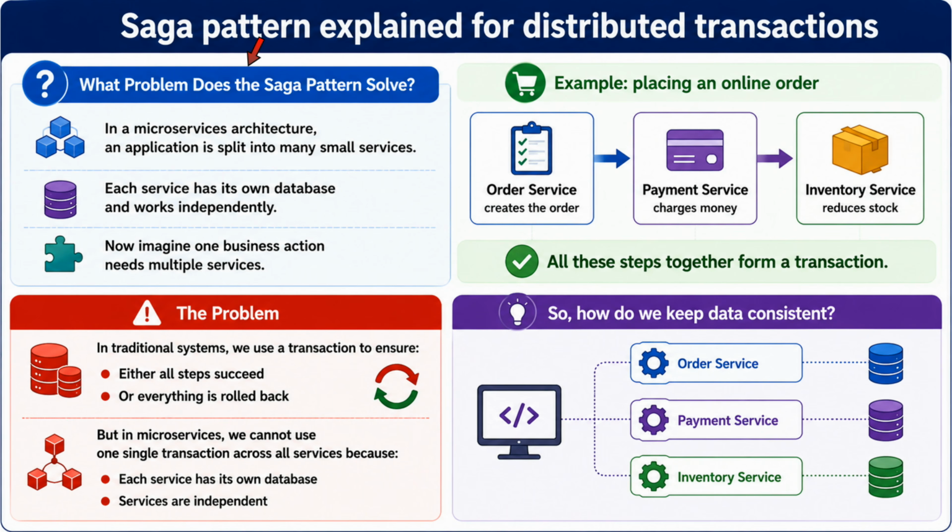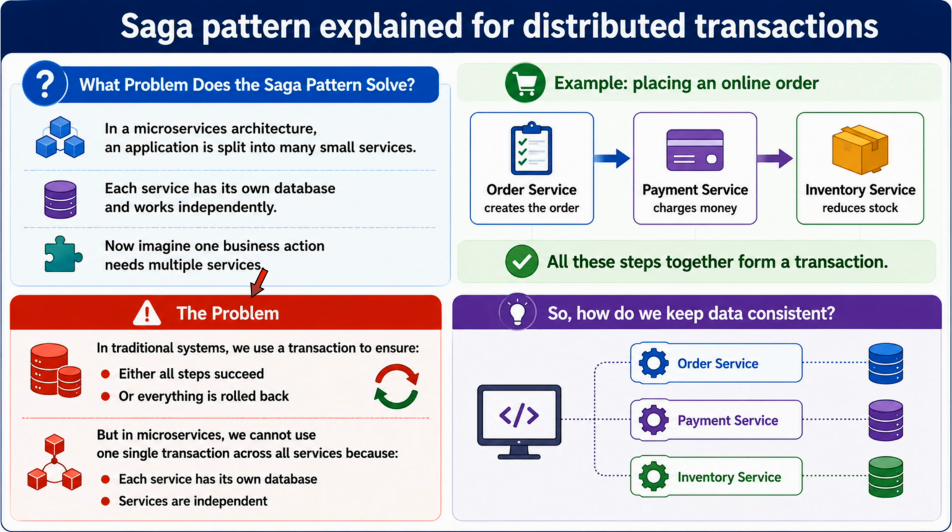In a microservices architecture, an application is divided into many small services. Each service works independently, and each service usually has its own database. Now imagine one business operation needs multiple services to work together. For example, placing an online order. Usually, multiple services are involved. The order service creates the order. The payment service charges the money from the customer. The inventory service reduces product stock. All these steps together form one business transaction.